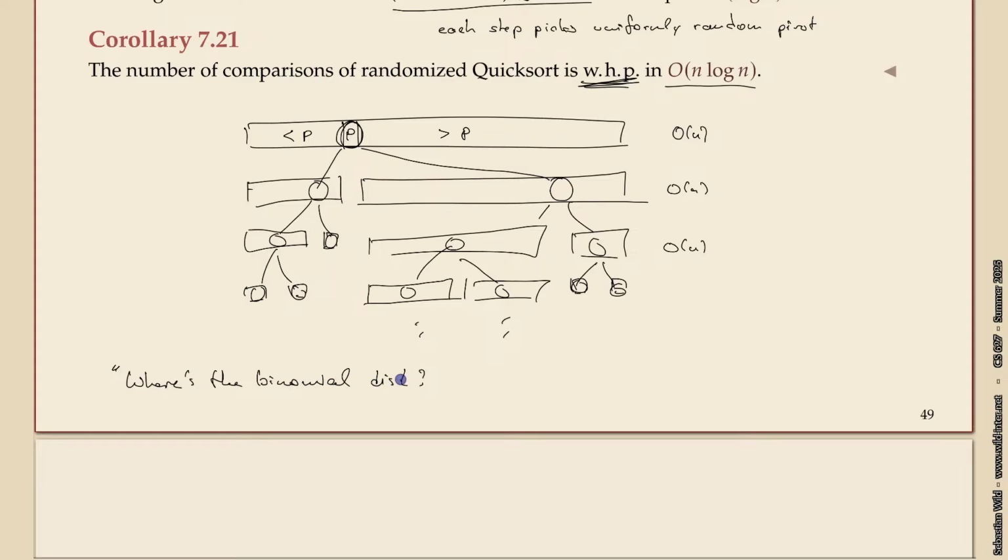That's supposed to be a t. Where's the binomial distribution? We have to make it so that it appears.